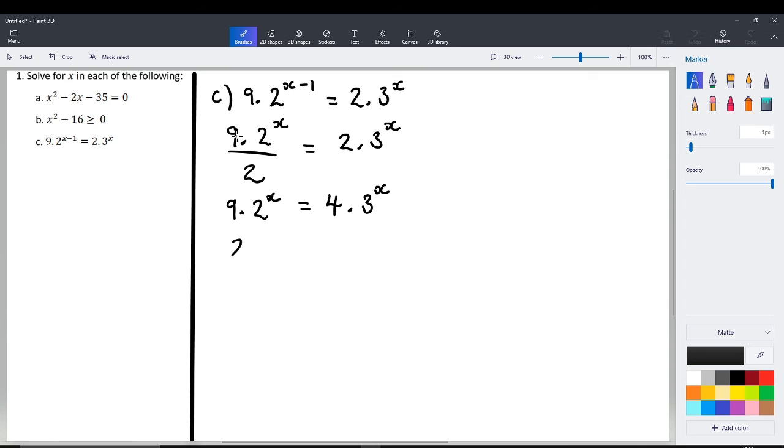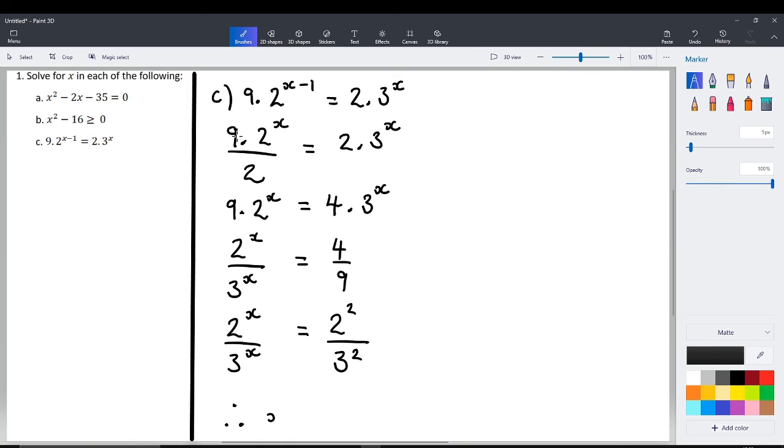So this becomes 2 to the power of x divided by 3 to the power of x is equal to 4 over 9. I can rewrite this as 2 to the power of x over 3 to the power of x being equal to, I change 4 to a base of 2, it's the same as 2 squared, and I change 9 to a base of 3, it's equal to 3 squared. And matching base for base, you can actually see that x will be equal to 2.